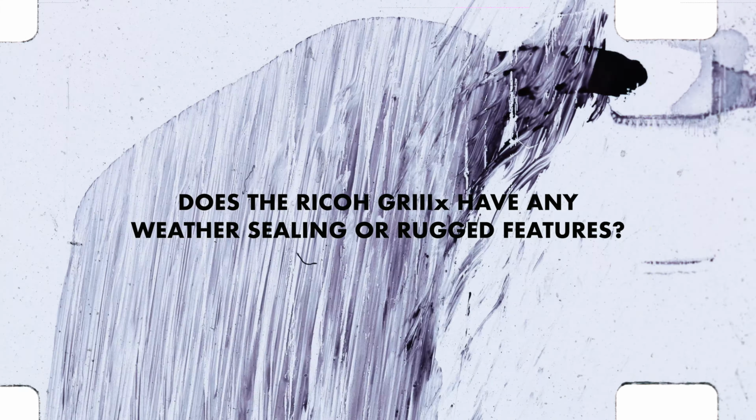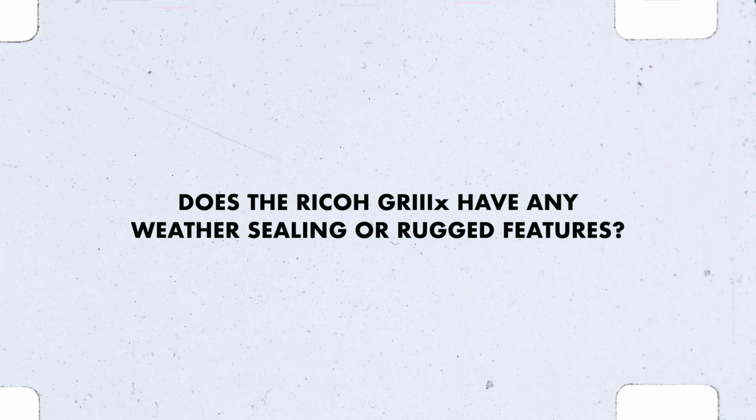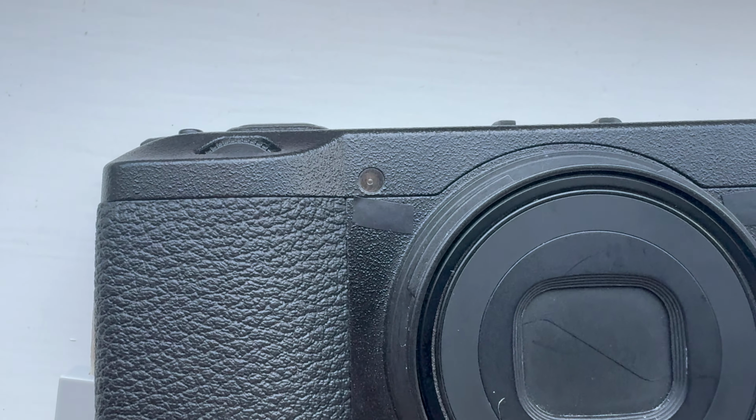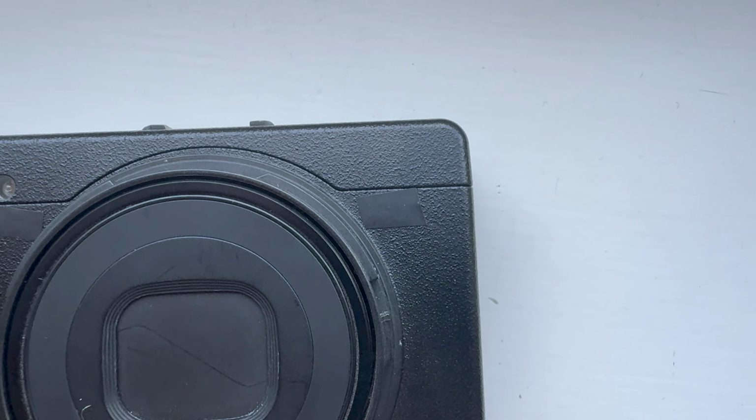Does the RICOH GR3X have any weather sealing or rugged features? No, this is not weather sealed. I've shot in very light drizzle, but to be honest, I wouldn't risk it for too long. I don't use this for video at all, so I have taped up all the sound holes, which you can see here. I know dust gets in through the on-off button, so what you want to do is just manage the amount of dust that gets onto your sensor. So block up as many holes you can find that you don't use on this thing. Hopefully you should be fine.